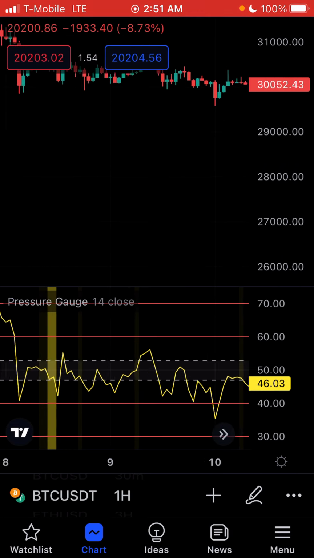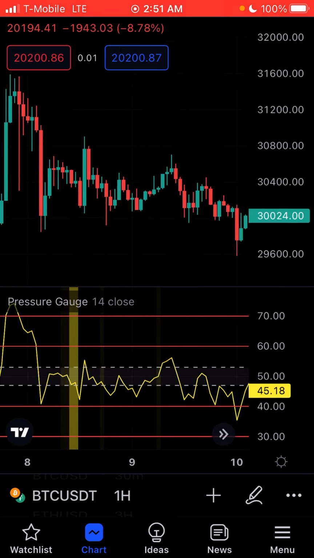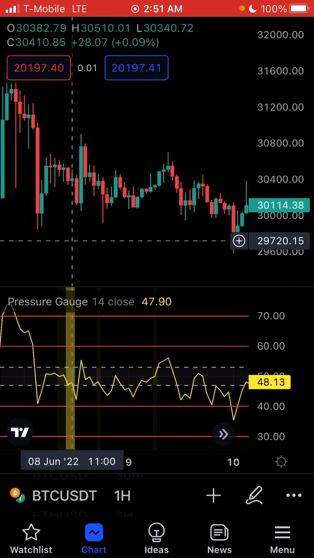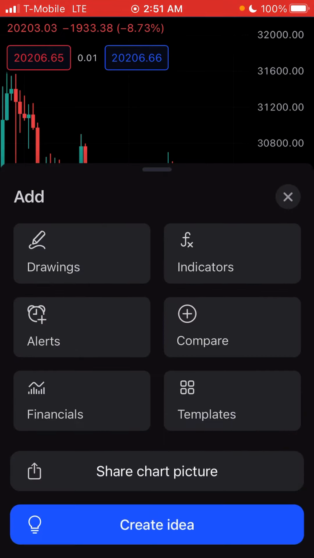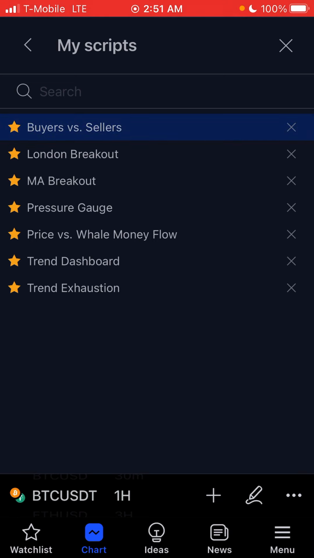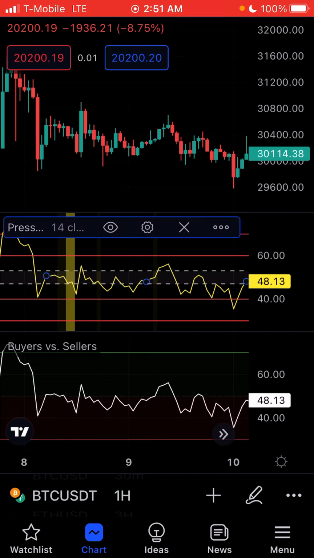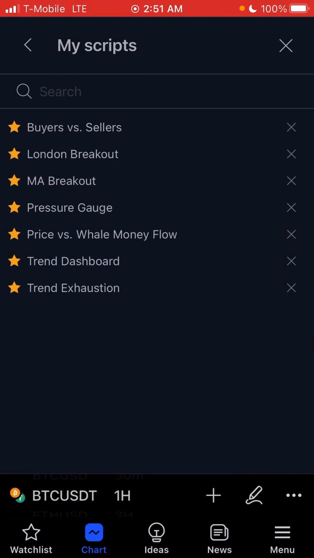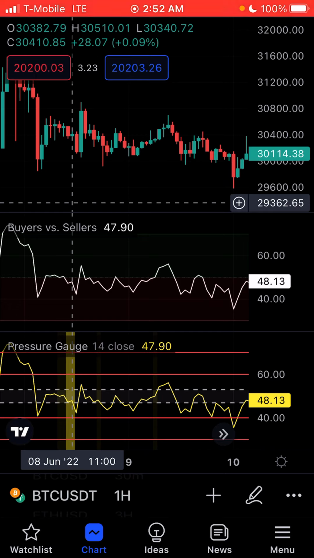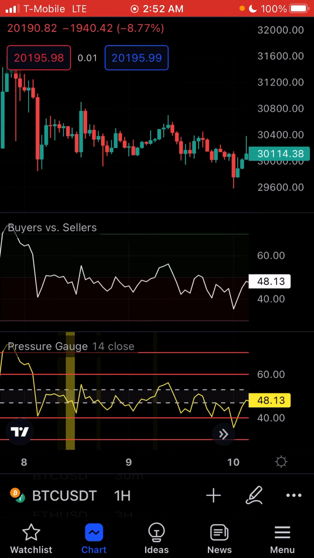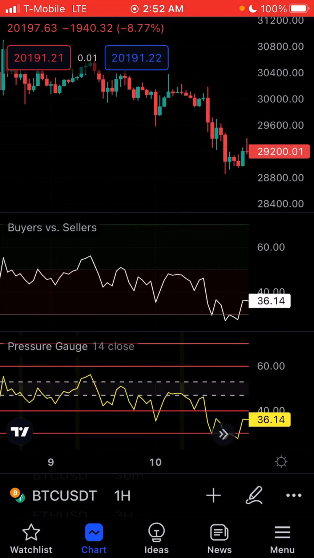Okay, so we see the pressure gauge right here. Very obvious, it's right here. So let me load up the buyers versus sellers, and we'll see. Okay, so at the moment this pressure gauge is right here, where's the buyers versus sellers? It's in the red, actually. So let's look at the price, see what happens.